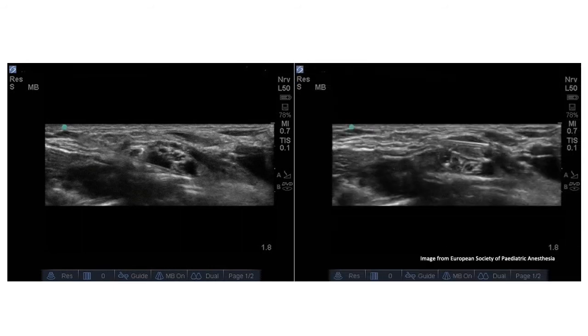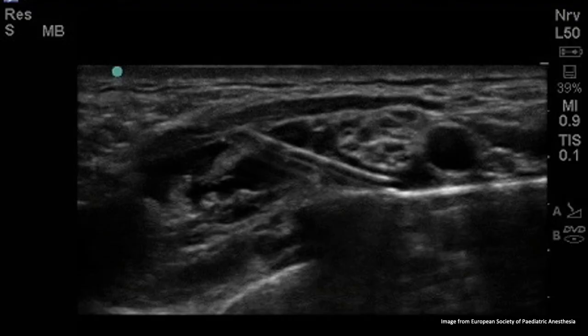In this block, the operator readjusts the needle and makes a second pass above the brachial plexus to fully surround the plexus with local. And here's the final picture after injection of local. You can see that the hypoechoic local anesthetic surrounds the plexus very nicely, and the brachial plexus appears to be floating.